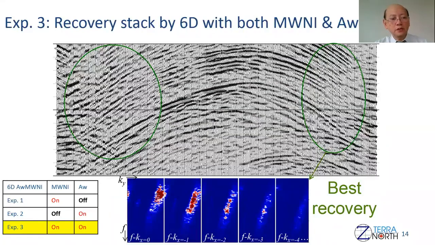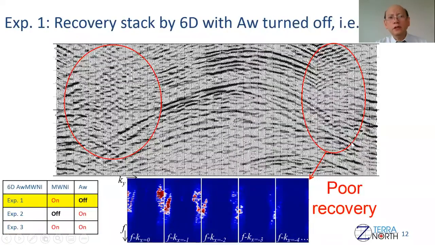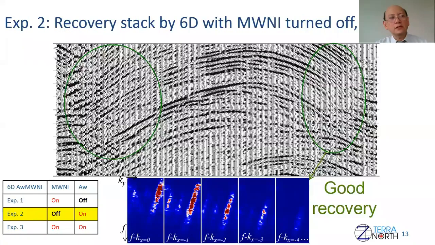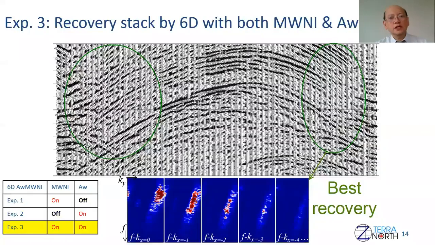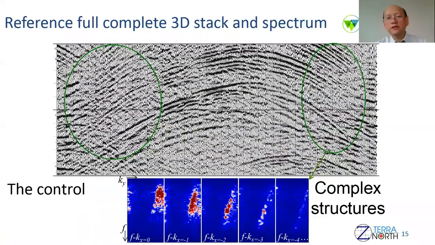Experiment 3 is a full-blown 6D with MWNI engine on and AW on as well. It will give you the best recovery. Experiment 1, MWNI only. Experiment 2, AW only. Experiment 3, full-blown, and this is the reference.